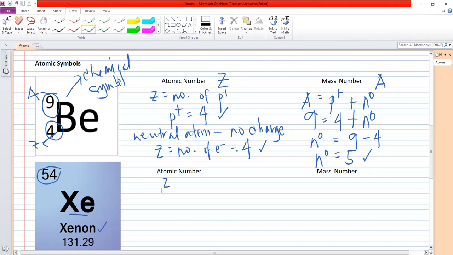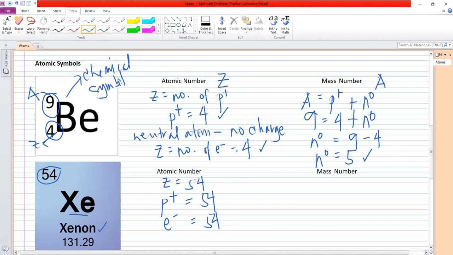So meaning Z is equal to 54. So the number of protons is equal to 54, and for a neutral atom, we can say that the number of electrons is also equal to 54. Now, where is the mass number? We can see it here.